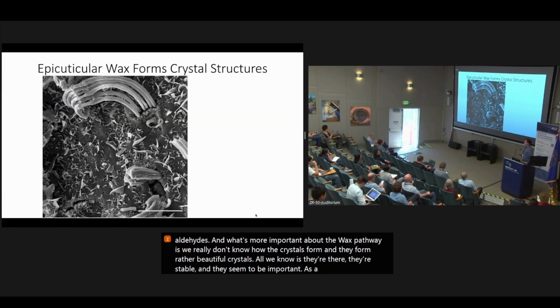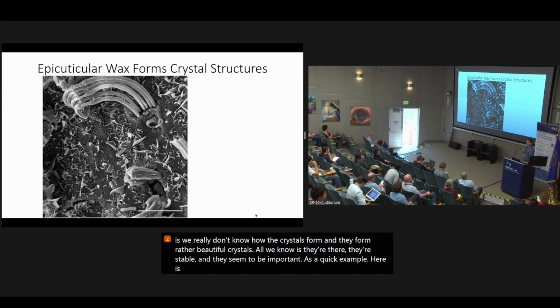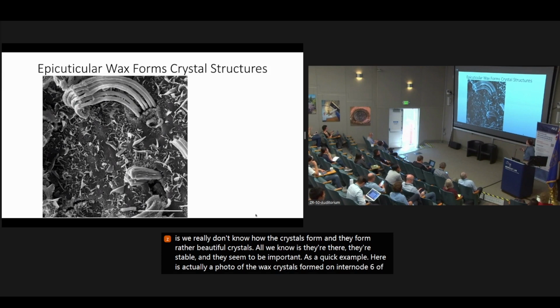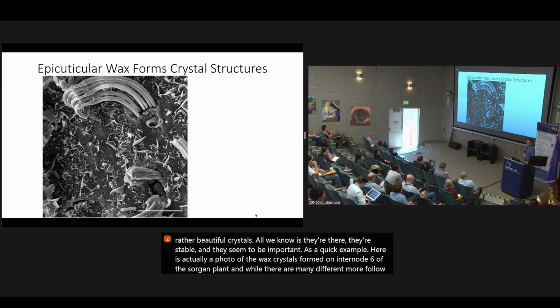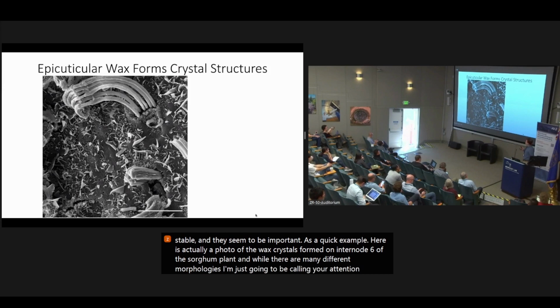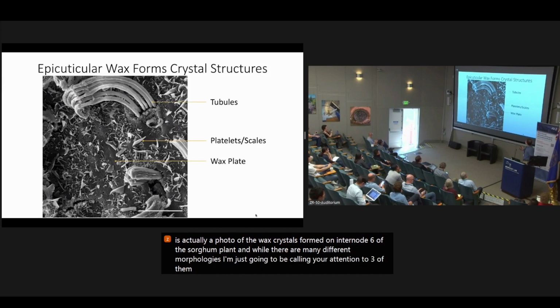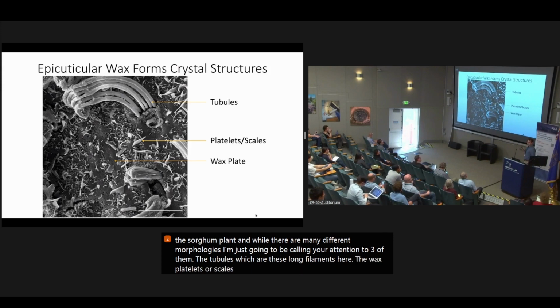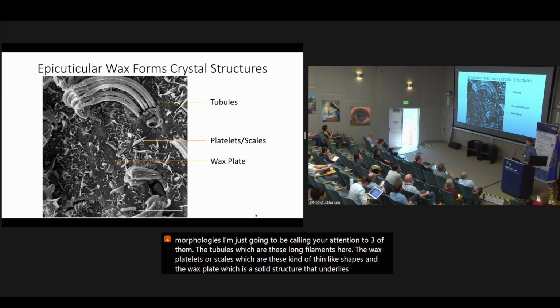As a quick example, here is actually a photo of the wax crystals formed on internode 6 of the sorghum plant. And while there are many different morphologies, I'm just going to be calling your attention to 3 of them. The tubules, which are these long filaments here, the wax platelets or scales, which are these kind of fin-like shapes, and the wax plate, which is a solid structure that underlies all of this.